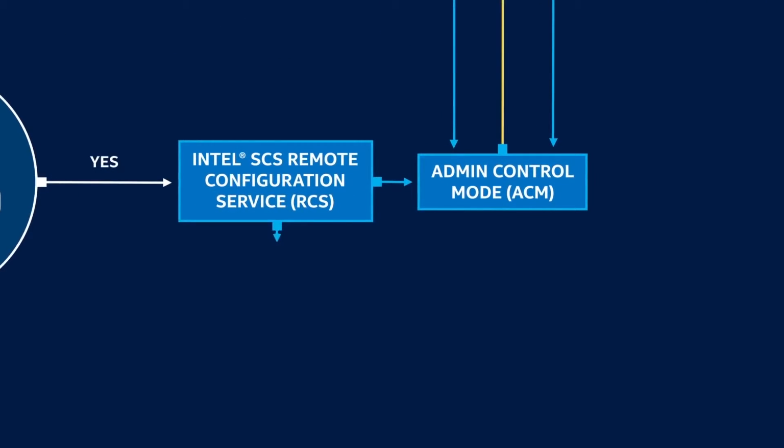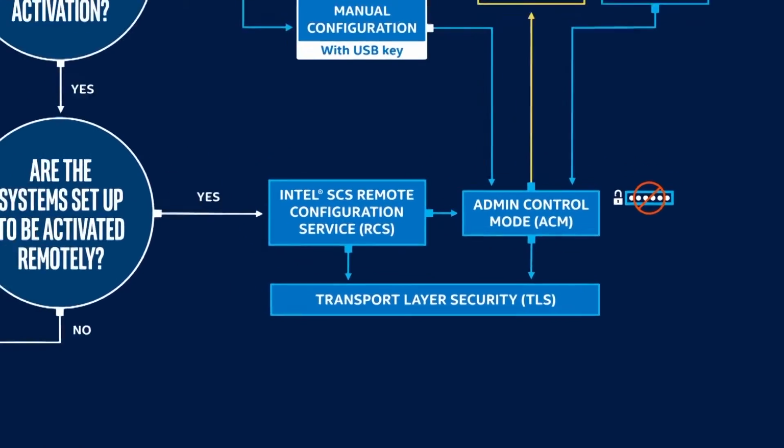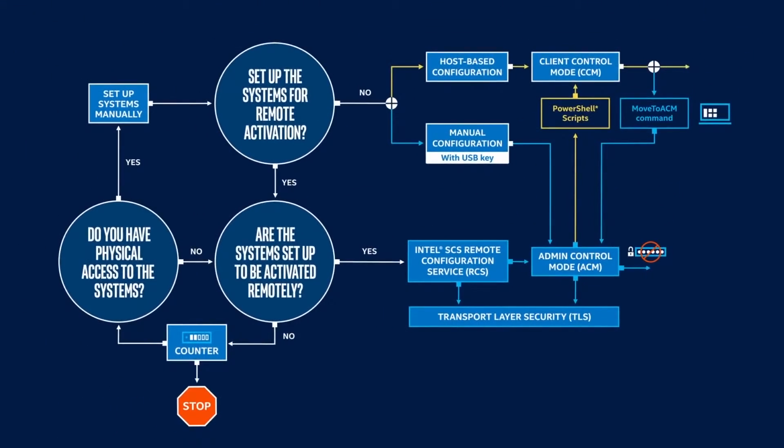A common practice for AMT deployments is utilization of transport layer security to set up a trusted connection between a remote management console and the endpoint being managed. This is typically required for admin control mode, where again, user consent is not required for remote management operations.